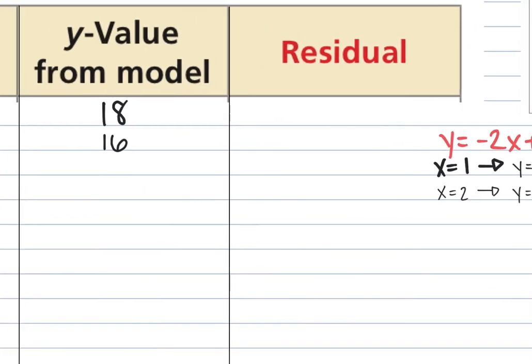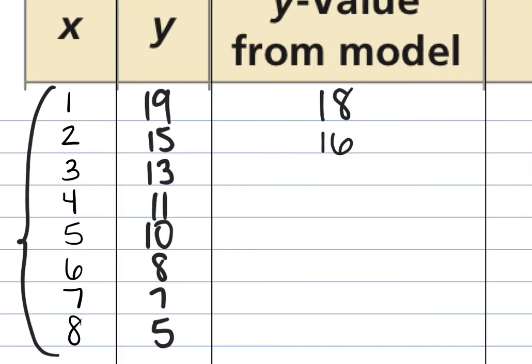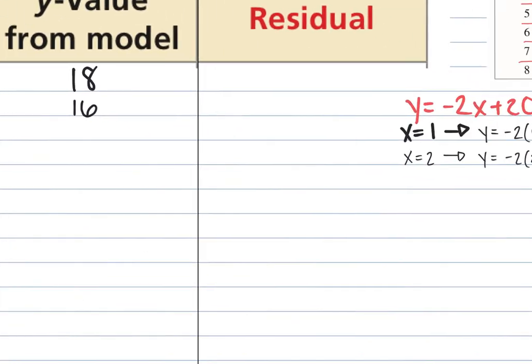That's our model value, okay? Now looking at these, are these pretty close? Yeah, so I would say our model's doing pretty well so far. 19 was the original one from our scatter plot. We got 18. 15 was the original one. We got 16. So we're doing pretty good, right? Okay, let's try the next one.